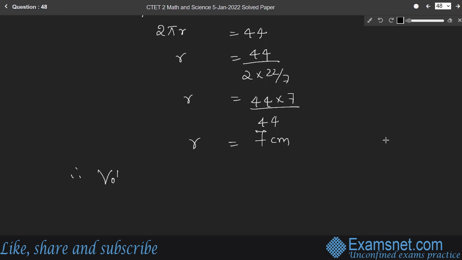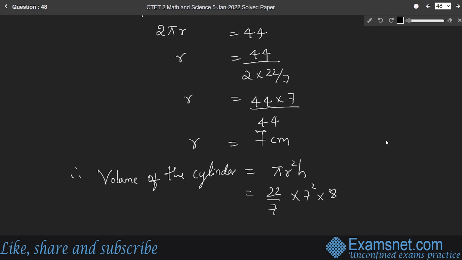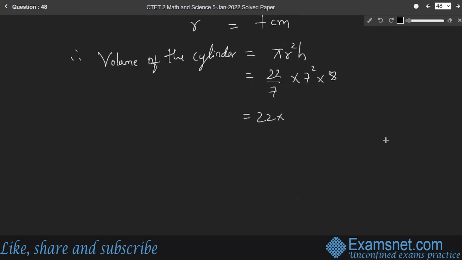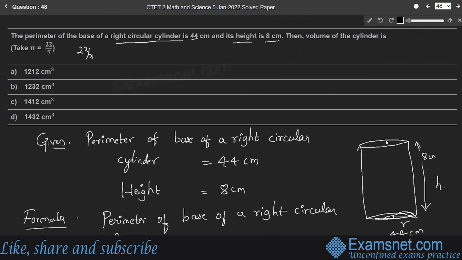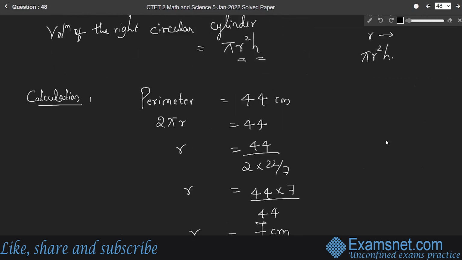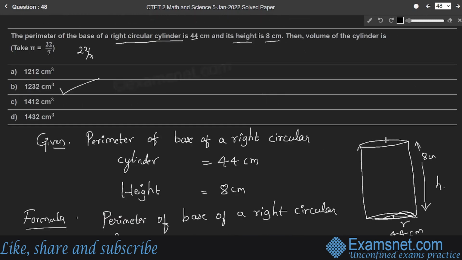Therefore, volume of the cylinder is equal to pi r square h, which is 22/7 into 7 square into height is 8. Therefore, it is 22 into 7 into 8, which is equal to 1232 centimeter cube. Therefore, volume of the right circular cylinder is 1232, which is option B, centimeter cube.